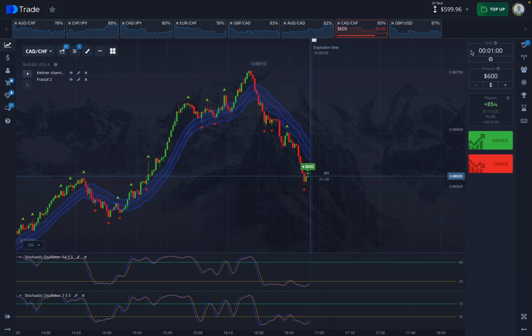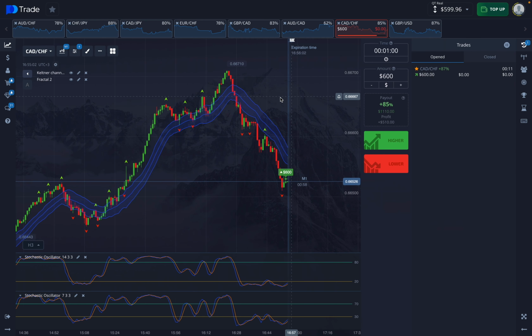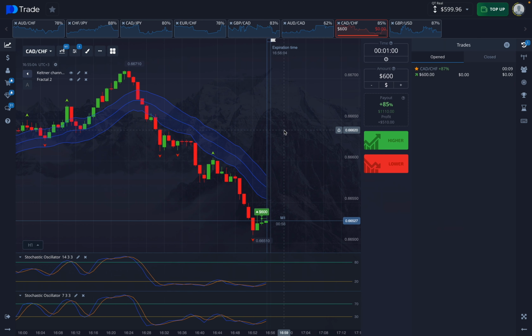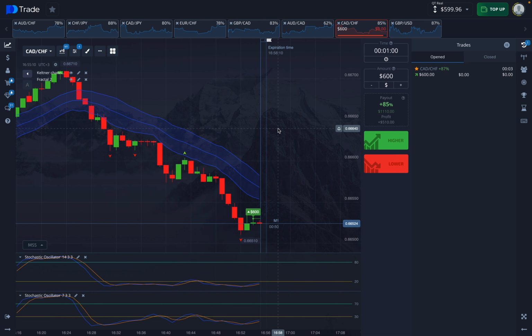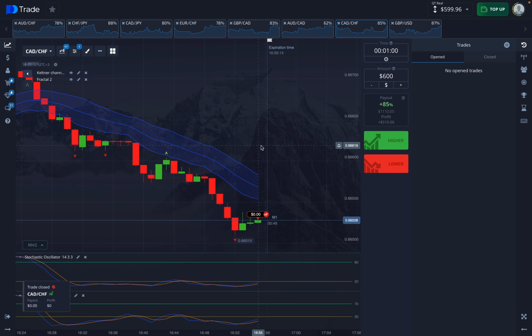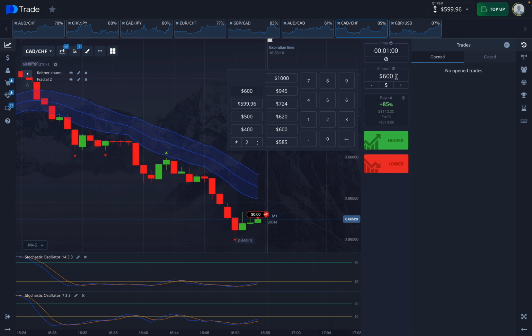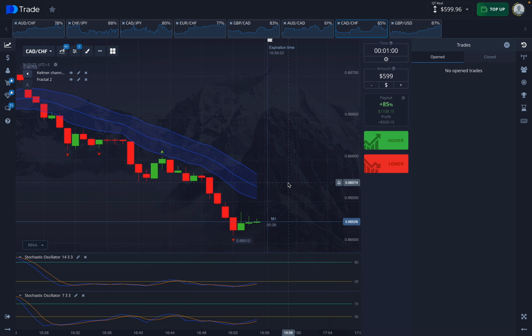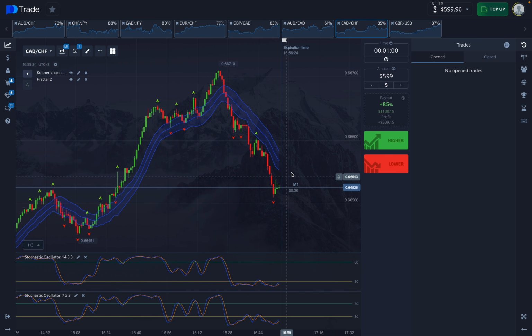Let's see. So, the first deal closed in profit. The pullback strength wasn't enough, but the first deal still closed in profit. A bit unlucky, but that's okay. Let's continue trading and pick the next currency pair.